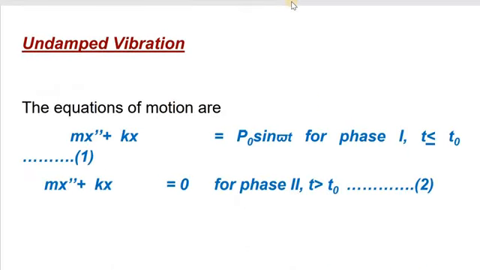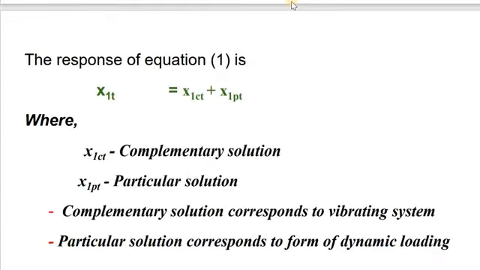Now here again I am taking the first undamped vibration stage. So for my equation, I will be having two conditions. Phase 1 is m x double dot plus k x equal to P0 sin omega-dash t, and then it is equal to 0. Now again the first solution I am taking, that is x1, the first phase solution. It is of two parts: one is the complementary part and the other is the particular integral.